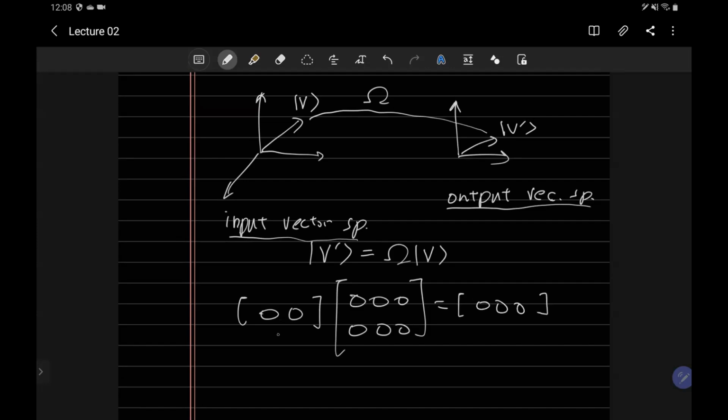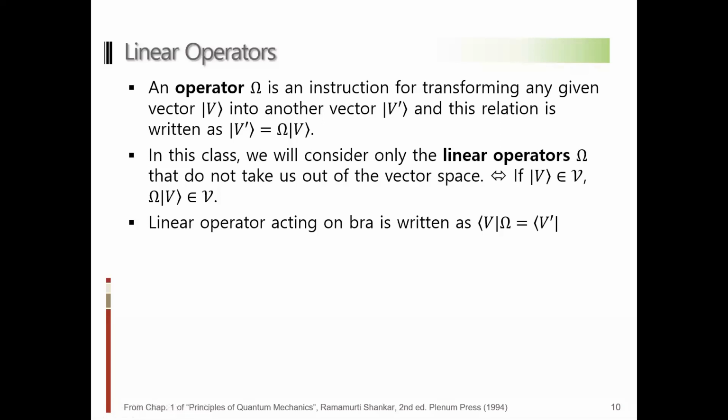So in this case, the bra, I mentioned that the bra vector corresponds to the row vector, and so a row vector will be transformed to another row vector, or another bra, through the linear operator, or matrix, or whatever you want to call it. And what I explained up to this point is about the general operator.